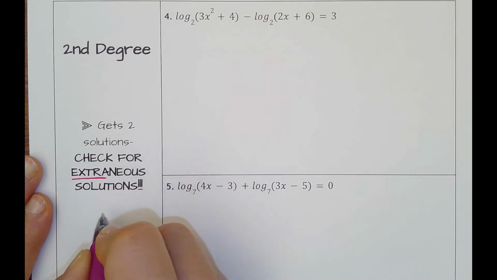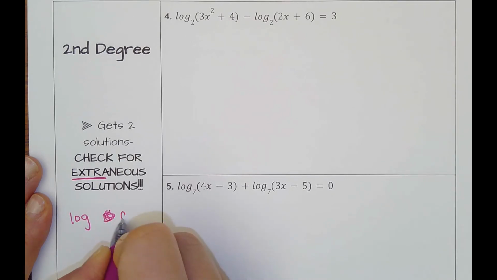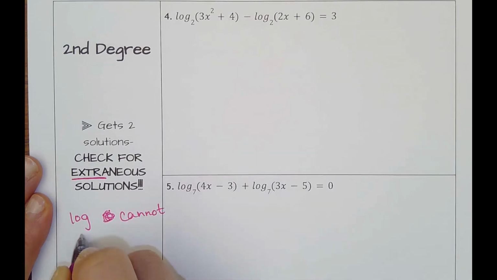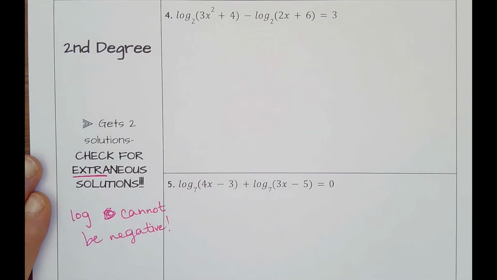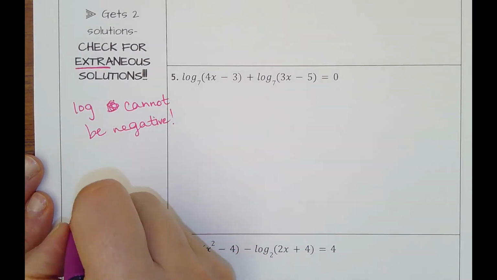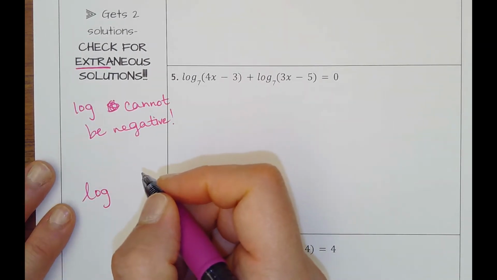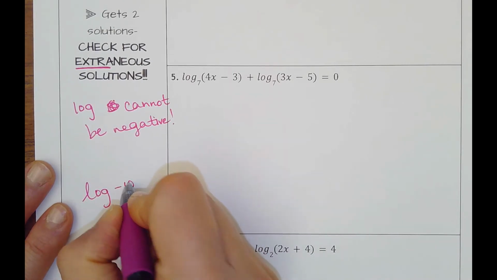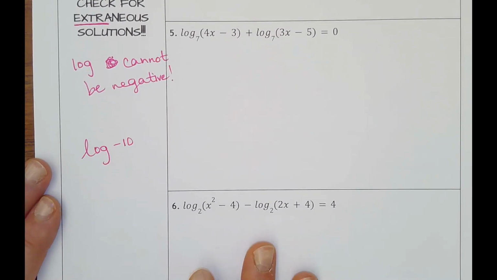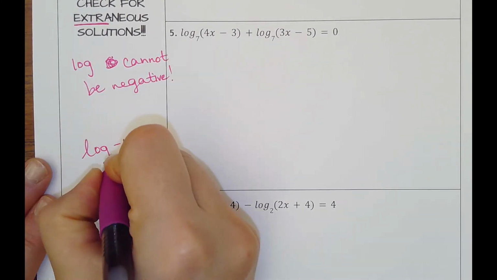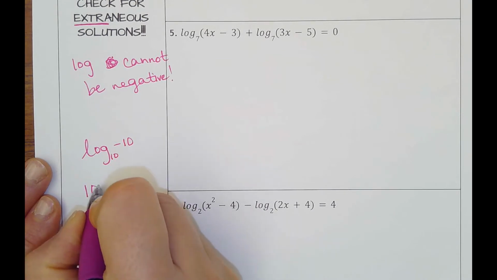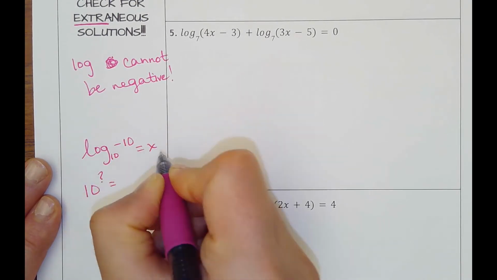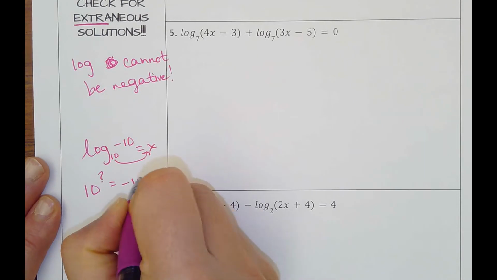And all you're really checking for is that a log cannot be negative, and what I mean by that is, like, if I had log of negative 10. If I tried figuring out what this equals, I know it's a common log with a base of 10, I would say 10 to what power, right? 10 to what power is negative 10?